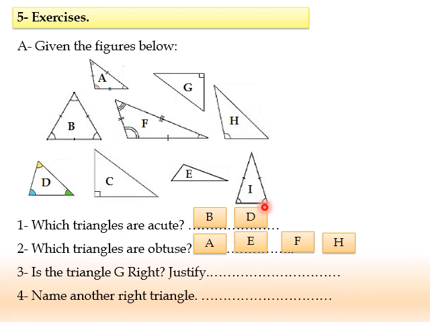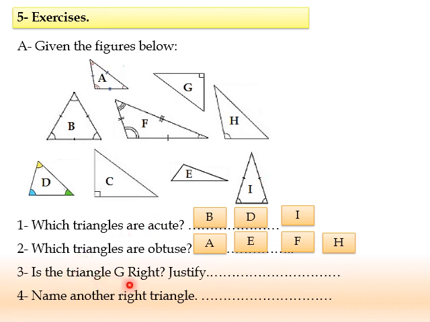The last one, I. Is it acute or obtuse? Look, its angles are all acute. So it's an acute triangle. That's all about classifying triangles as acute or obtuse.